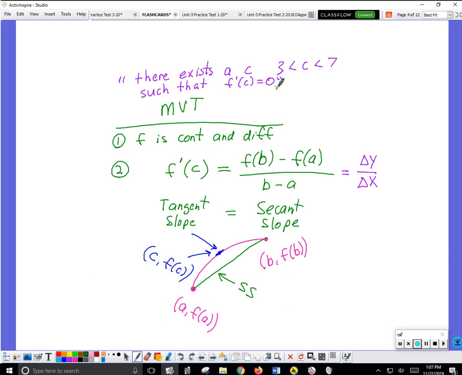So the mean value theorem says if f is continuous and differentiable, then somewhere on the curve of f, there will be a tangent slope that is the same as the secant slope. This is the symbol that means the tangent slope of f at some point called c. This is an equation for calculating the secant slope from point A to point B on some curve. That's the mean value theorem.